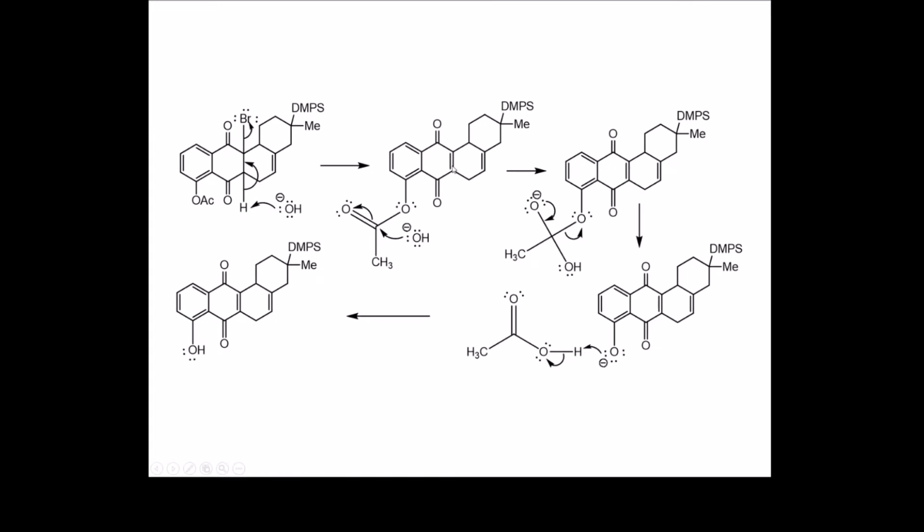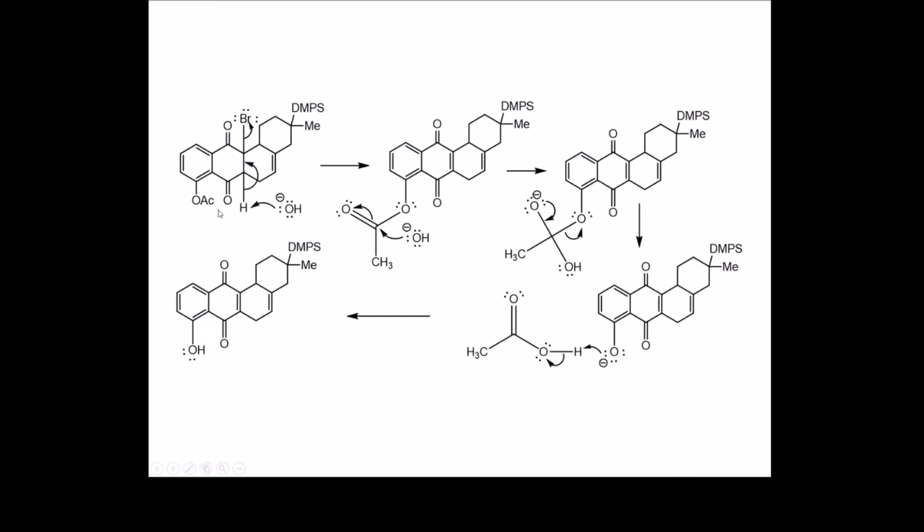This pi bond right here is conjugated with the rest of this bicyclic ring system. This carbon is sp2 hybridized, so it's most likely that that's where you're going to form the pi bond. Plus, you saw the product.